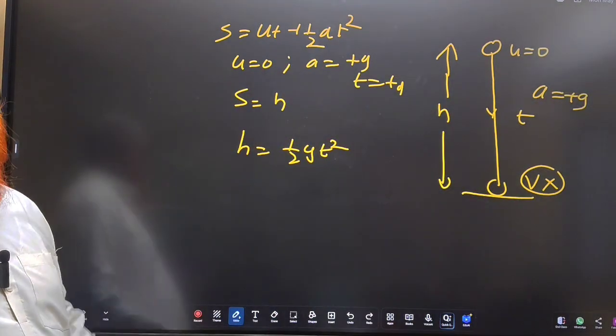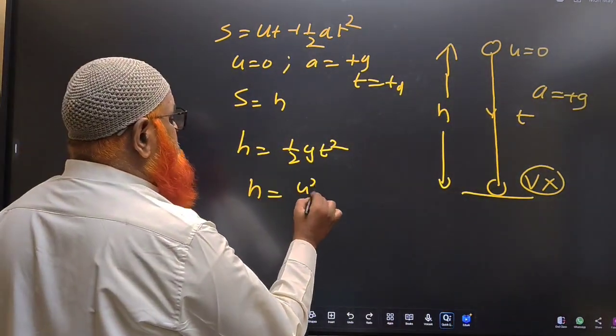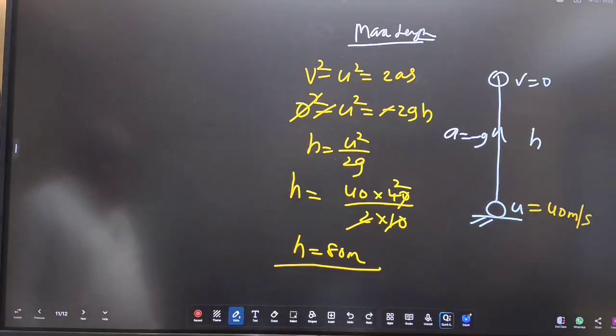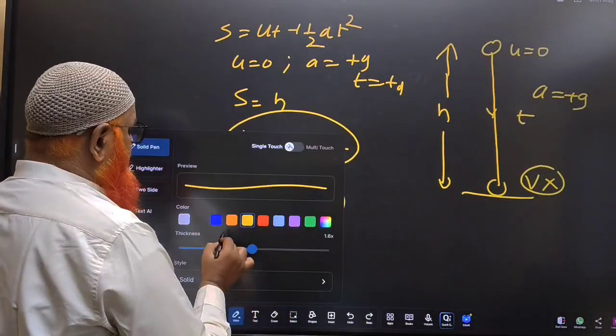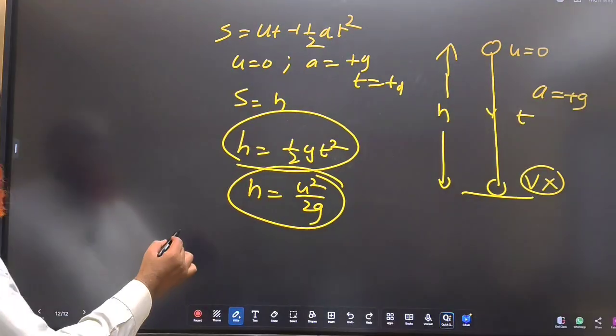Plus g. I got height. But I know one thing. I know h is nothing but u square by 2g in the previous derivation. Am I right or not? I know all this. I know already this one. Now I got a new height. I know the old heights. Okay. Let us marry them. What I'll do? I'll make them equal.